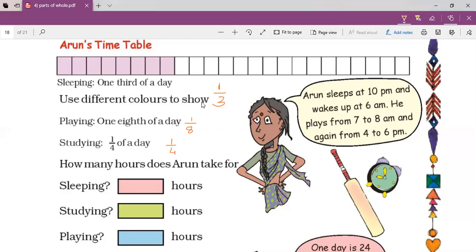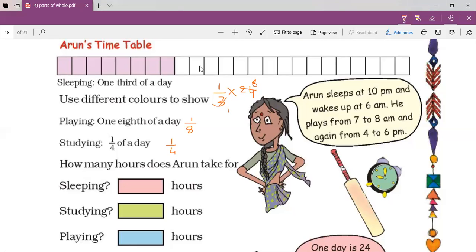As we know, when there is a fraction like 1/3 or 1/8, we multiply that fraction with the total number of things given. How many hours are there in one day? There are 24 hours. So we'll multiply 1/3 by 24. For this, we divide 24 by 3. 3 ones are 3. 3 how many are 24? 3 eights are 24.